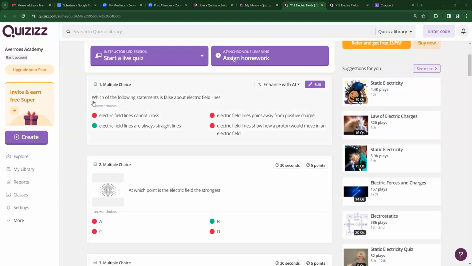When we go through that quiz: which of the following is false about electric field lines? Okay, so what is false? That electric field lines are straight lines. They're curves, right? They can't cross each other. And you have an example here on this picture, so curves. They point out of positive towards negative, right?